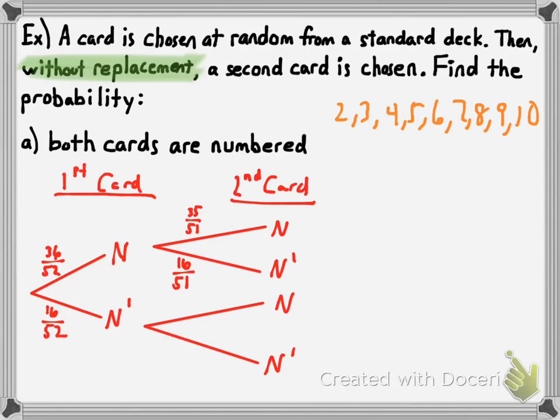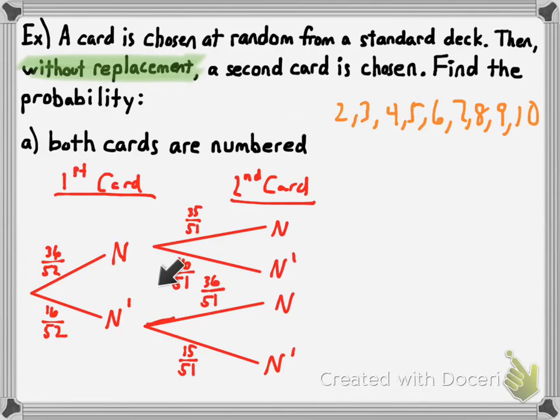Okay, now what if we didn't get a numbered card the first time? And then what's the probability that we do get a numbered card the second time? Well, you would still have all 36 remaining numbered cards there out of the 51 cards that remain. But now you would only have 15 cards out of the remaining 51 that are not numbered.